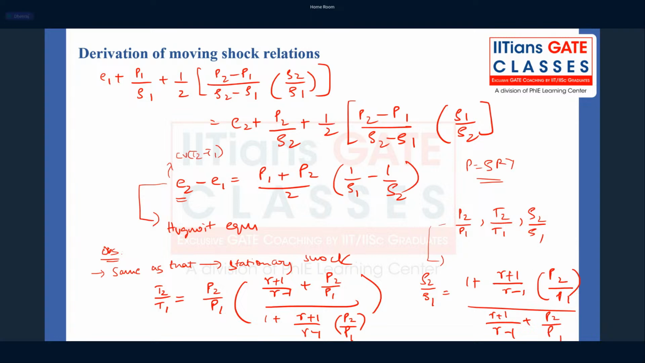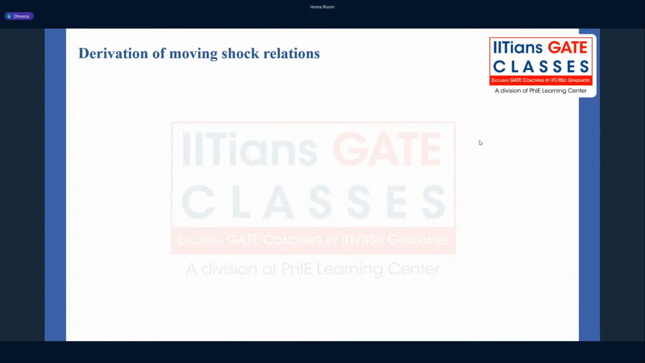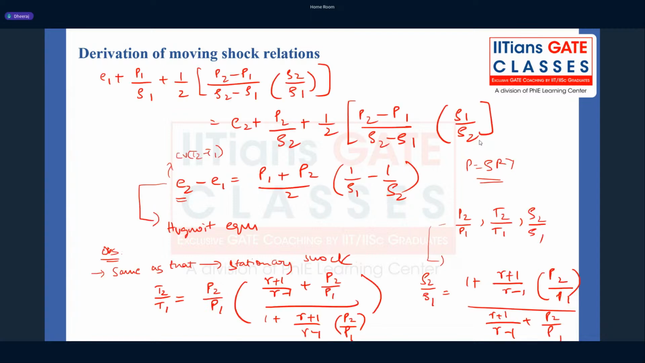It's not necessary that you remember these equations. But if required, any moving shock problem can be converted into a stationary shock problem and seen as the normal shock problem that we generally see. So the same normal shock tables can be used. If in the exam they ask you to find these values, then hopefully they'll give these equations, right?